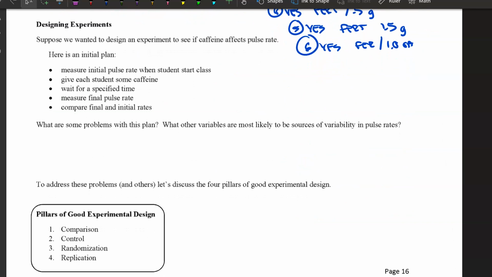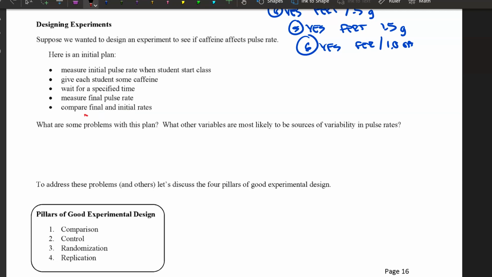Experimental design. Suppose we want to design an experiment to see if caffeine affects pulse rate. So if you take caffeine, does it change your pulse rate? Here is an initial plan. We're going to measure initial pulse rate when a student starts class. So at the beginning of class, we're going to measure your pulse rate, every student. We're going to give each student some caffeine. We're going to wait a specified amount of time. We're going to make another final pulse measurement, and then we're going to compare the initial to the final. Okay.